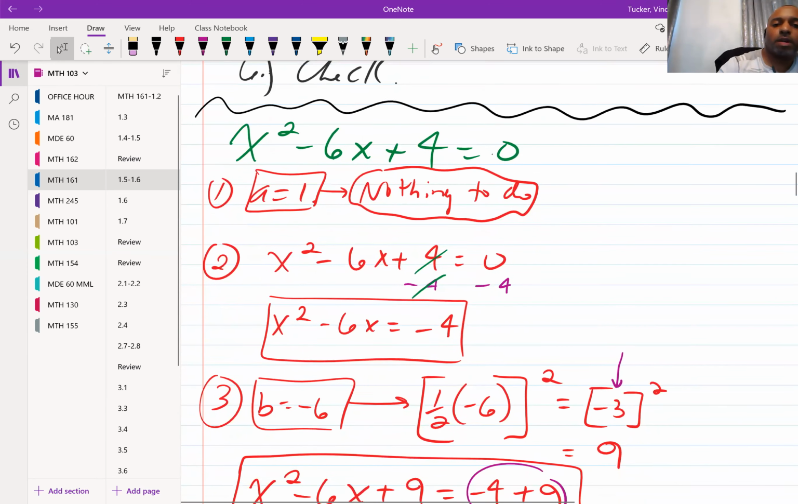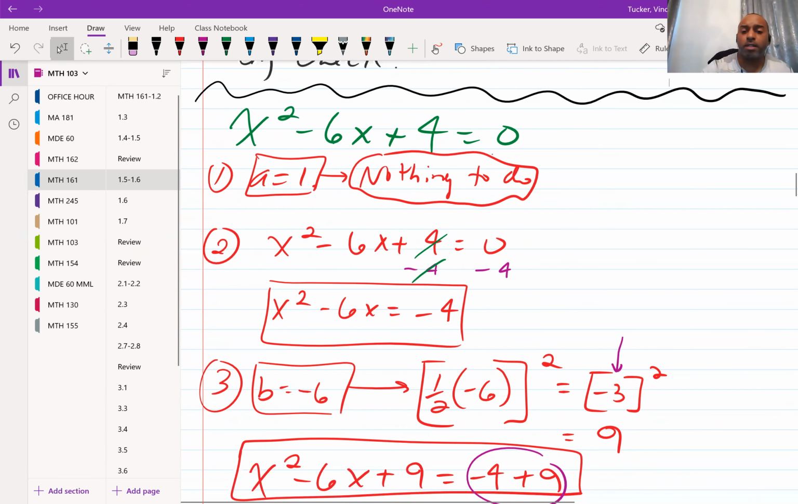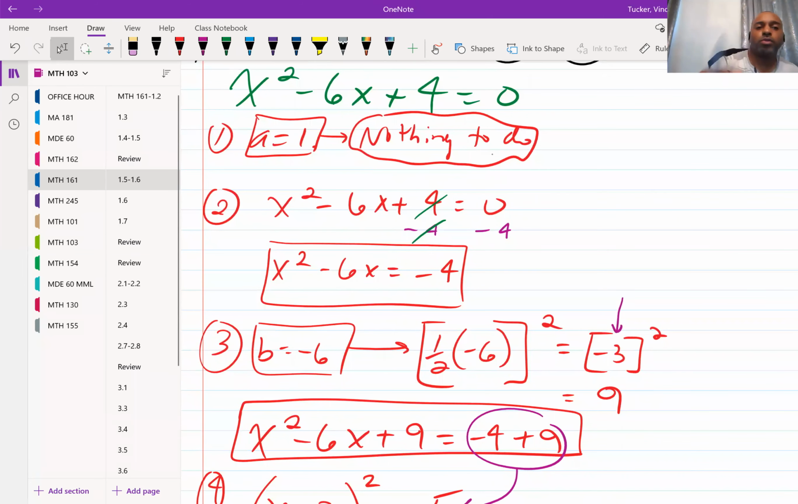Third step, our b is negative 6. We're going to take half of b and then square it. So remember, it's called completing the square. We're trying to create this perfect square trinomial. And so this is a part of the process. So taking half of b is -3. Squaring -3 is 9. So you add that 9 to both sides of the equation. You take half of b, which is -3, then square that, and then add that to both sides of the equation.